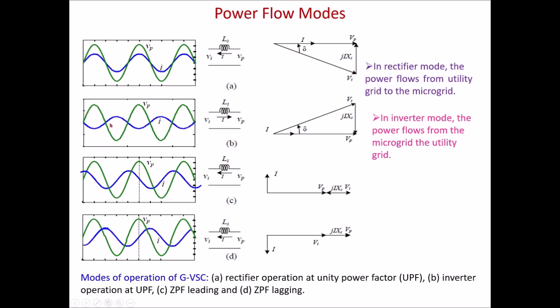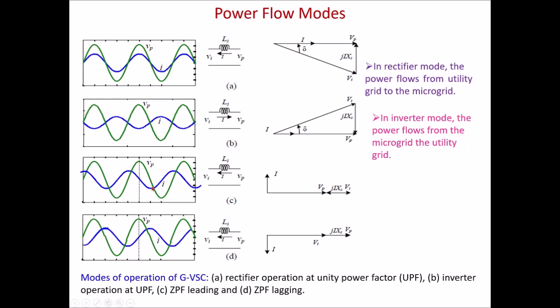The second case is inverter mode, where the power flows from the inverter to the PCC or to the grid. And in that case, it's inverter mode. The delta is negative here for rectifier and positive for inverter here. It's simply V1 V2 by X into sine delta. This is the delta which is responsible for power flow.